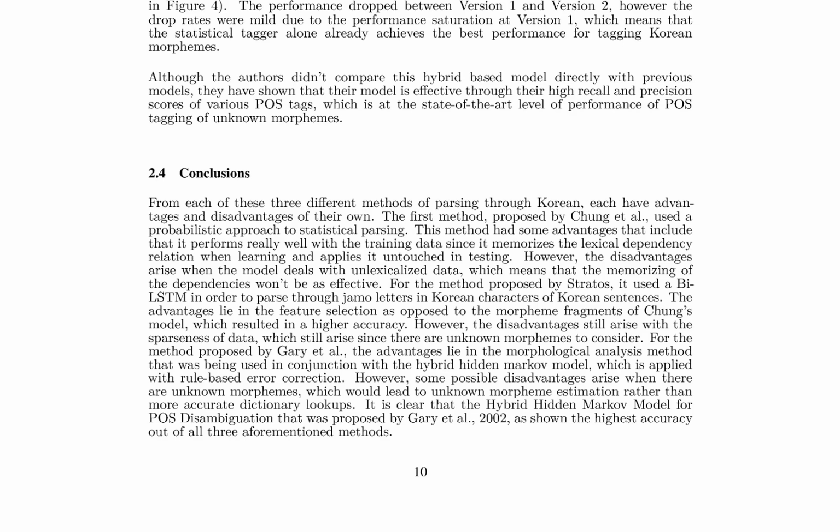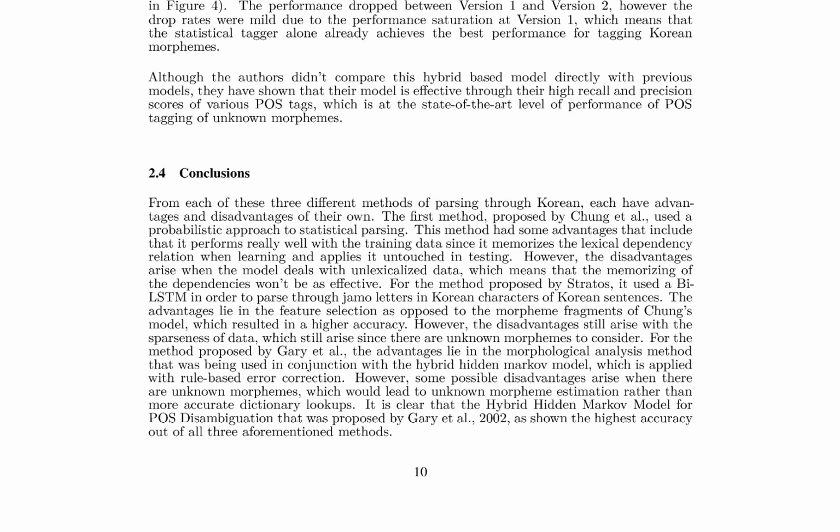The paper also compares the proposed hybrid model with previous models, highlighting its advantages and disadvantages. The model's high recall and precision scores for various POS tags demonstrate its effectiveness in handling unknown morphemes. The authors conclude that each of the 3 methods discussed has its own strengths and weaknesses, with the hybrid hidden Markov model proposed by Gary et al.